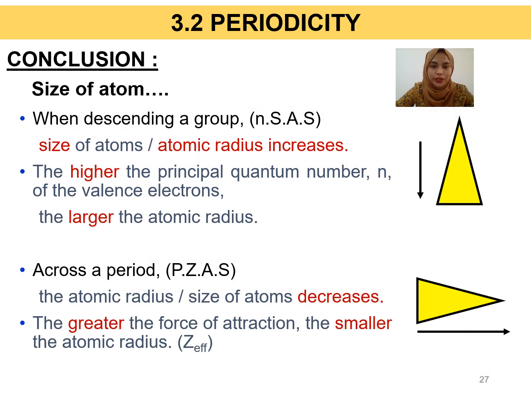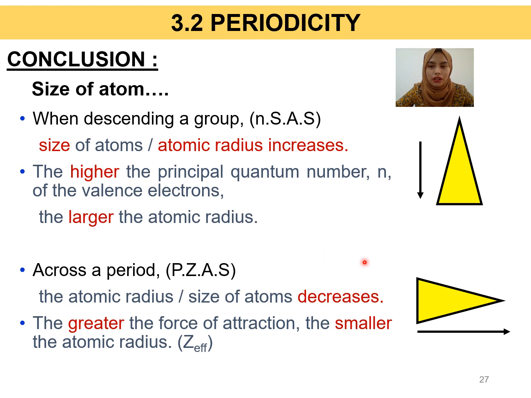So to conclude, you must remember that the size of the atom gets bigger when going down the group. Why? Remember the key point: N size. The higher the principal quantum number, the larger the shielding effect. Therefore, the attraction between the nucleus and the valence outermost electrons becomes weaker. That's why the size becomes bigger, the larger the atomic radius.